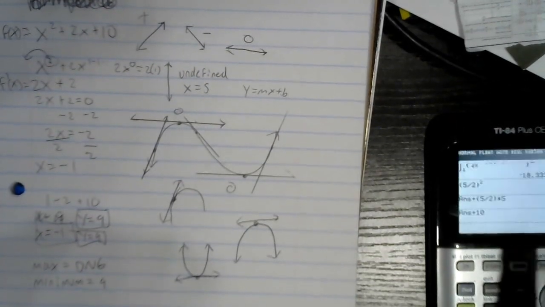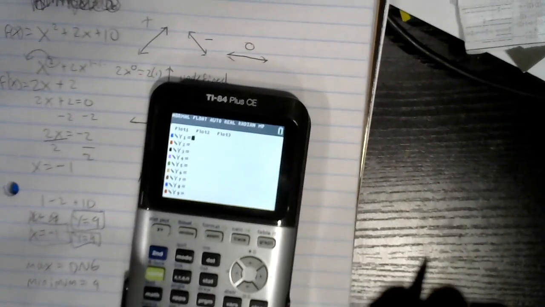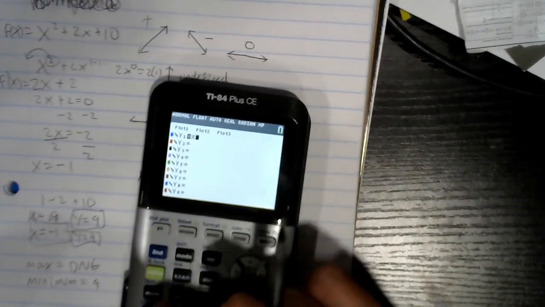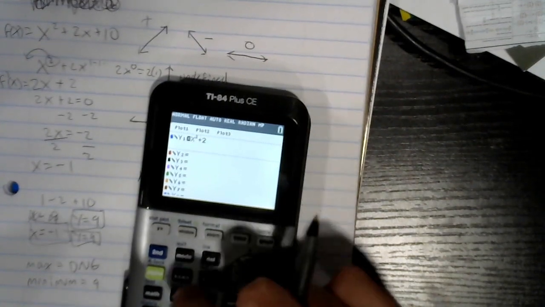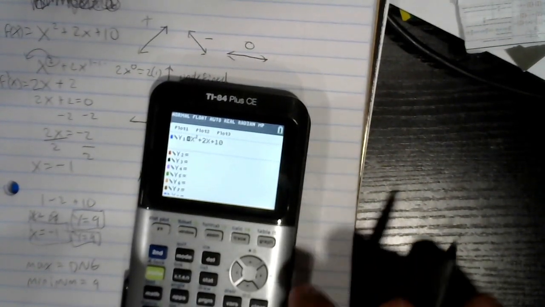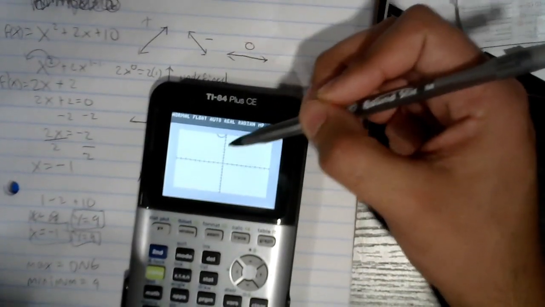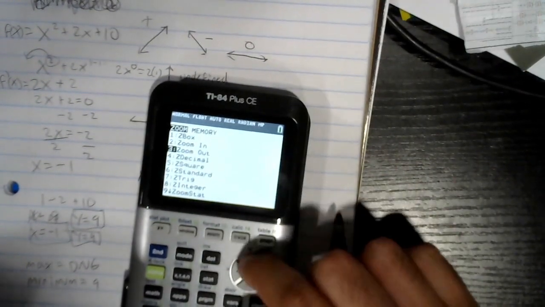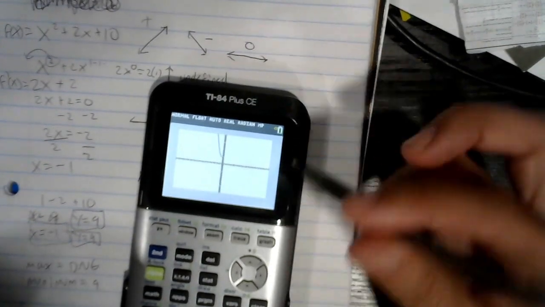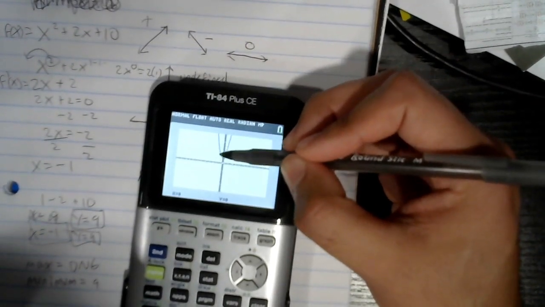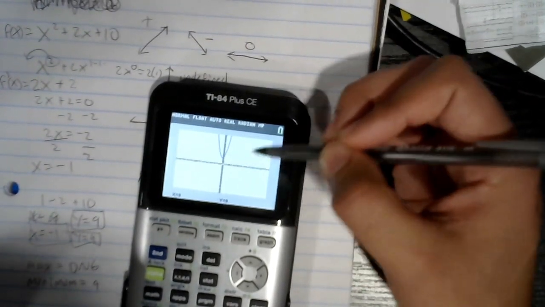And we could double check by plugging the original function into our graphing calculator. So we have x squared plus 2x plus 10. Okay, we click graph. And as we can see, we have the minimum value right there. And we could zoom out just a bit. See, it goes and then it dips, producing a minimum value.